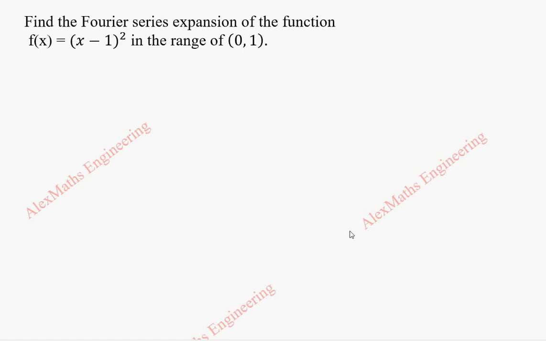In this video, we are going to find the Fourier series expansion of the function f of x in the range 0, 1. The value of 2L here is this 1. So from this, we can find L as 1 by 2.